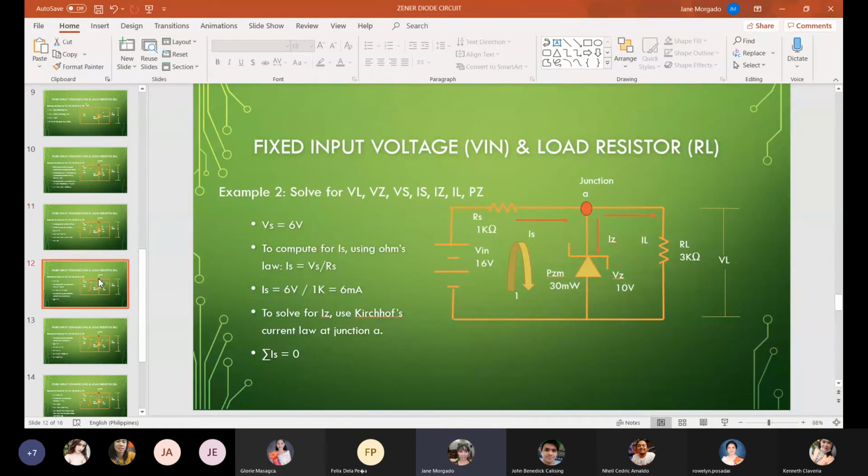Okay, and then what else? So with VS of 6 volts, we can now compute for the series current. So 6 volts over 1K is equal to 6 milliampere. So kanina, this is 3.33. We have 6 milliampere here. So at junction A, we may solve for IZ using Kirchhoff's current law.